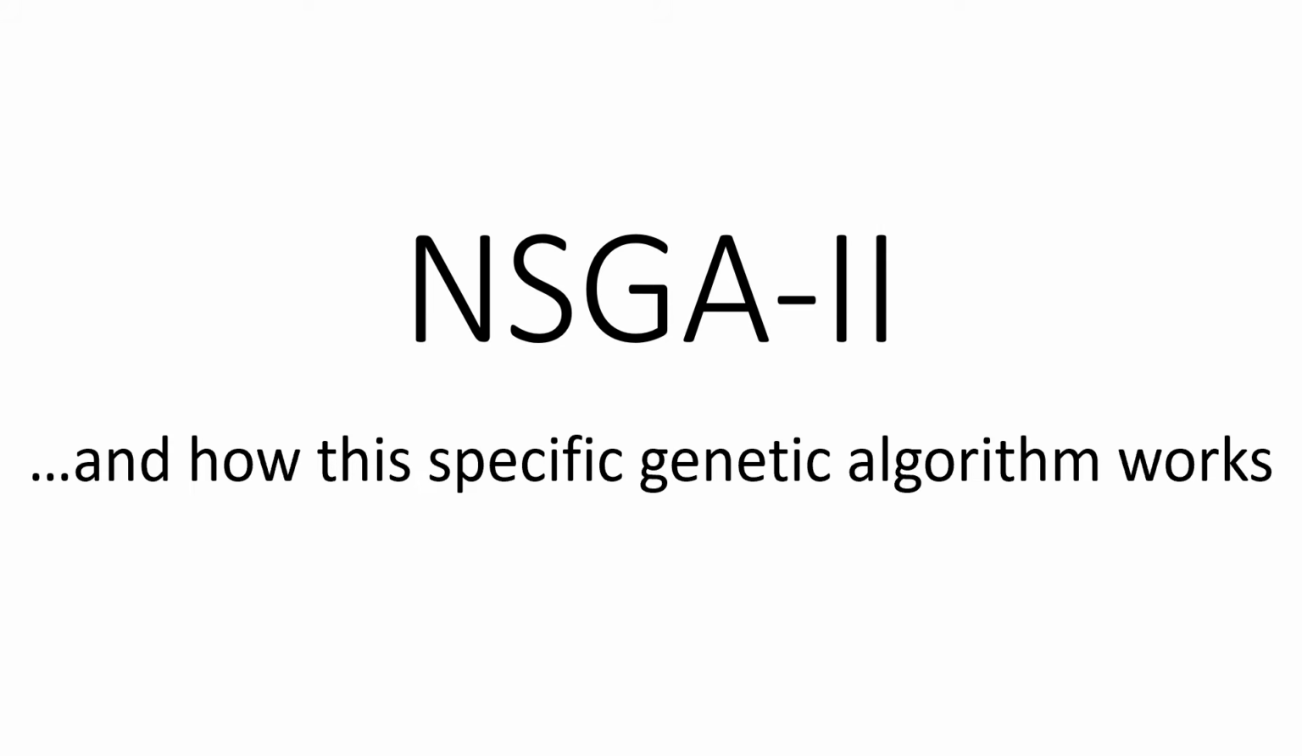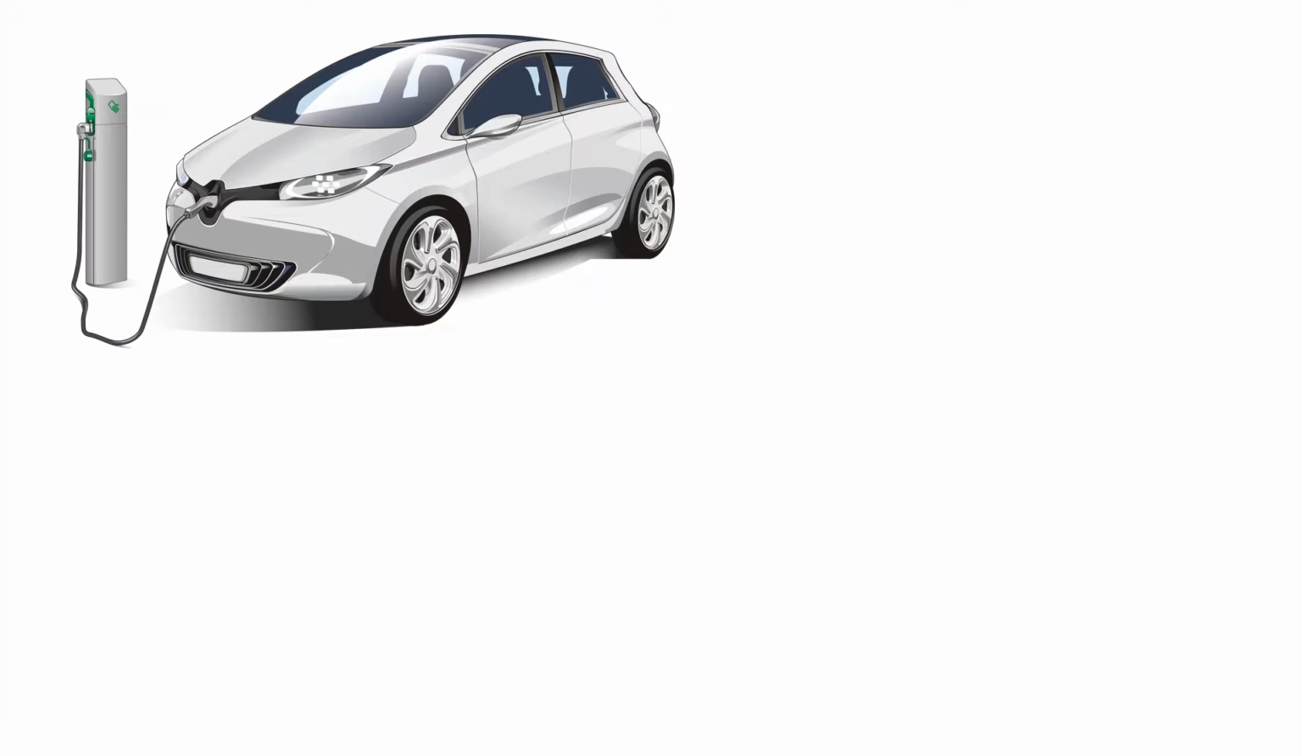Hello everyone. Due to an increasing interest in multi-objective optimization, I would like to explain how the genetic algorithm called NSGA-II, which is a possible solution to solve multi-objective optimization problems, works. Let's start with an example.